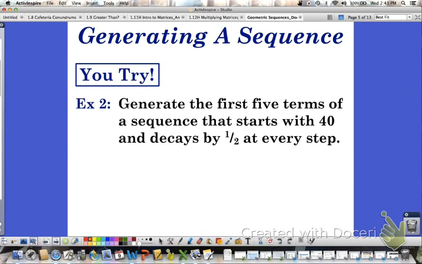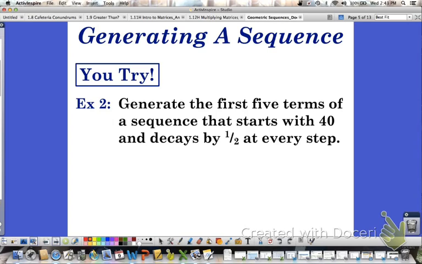You're going to do the same thing. I want you to generate the first 5 terms of a sequence that starts with 40 and decays by a half at each step. Now, if you think you know what to do, then just pause the video, go work it on a piece of paper, and then resume the video and check your work against mine. But if you're not quite sure how to start the problem, let me remind you.